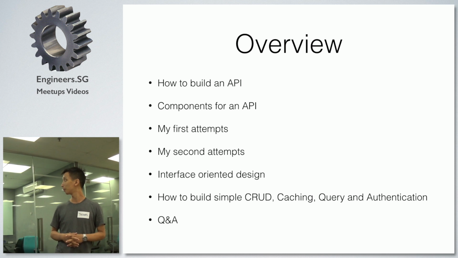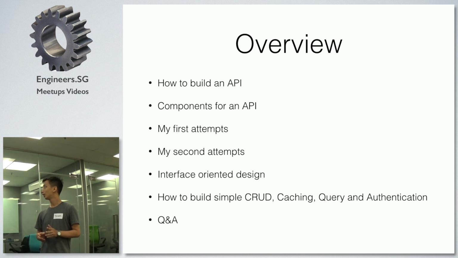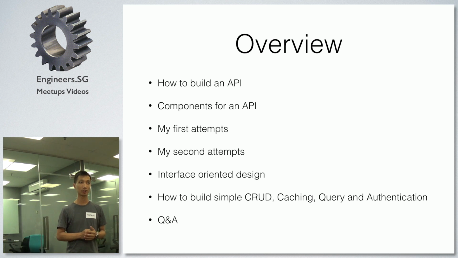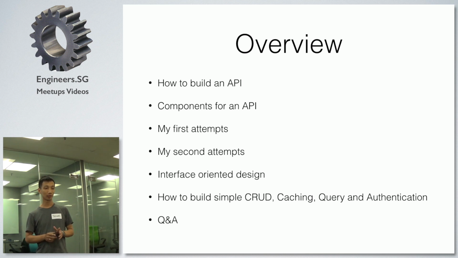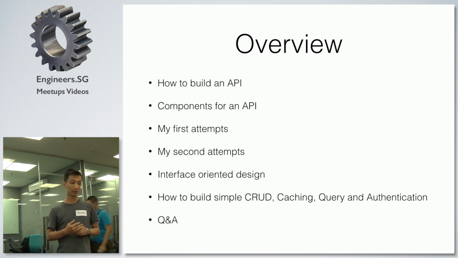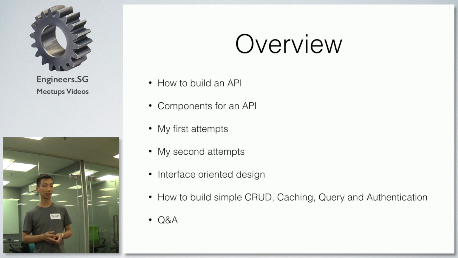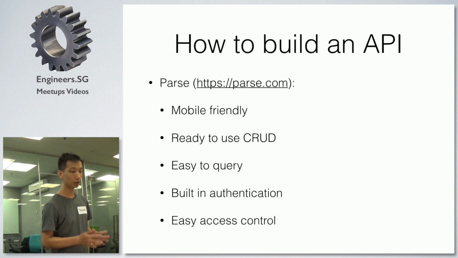Firstly, I'll talk a little bit about an overview of my presentation: the API requirements and what the components are. I'll cover this roughly because I know most people have their own favorite ecosystem. The core will be where I share my first and second attempts at building this thing. Lastly, I'm going to talk about interface-oriented design, which I find very useful to build a high-level API. I will use this design principle to build simple CRUD and other stuff like caching, query, and authentication.